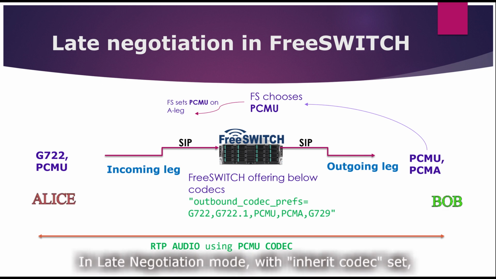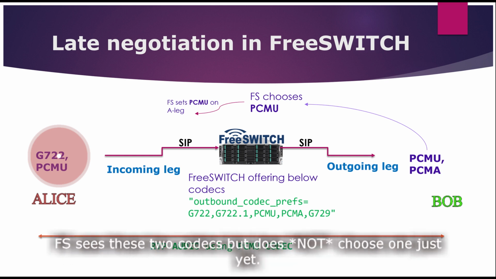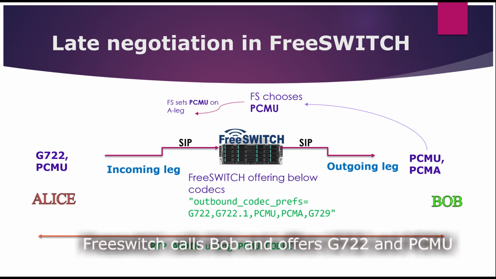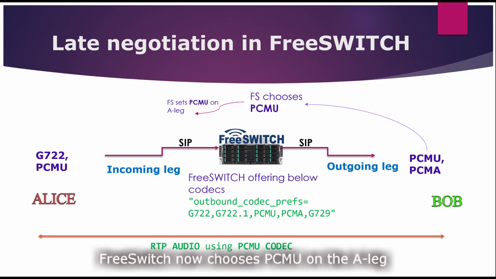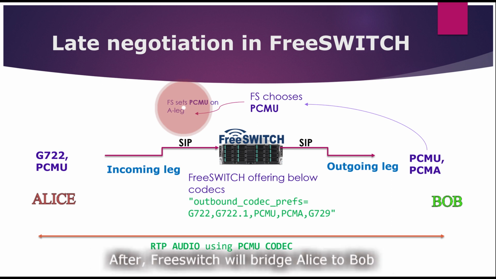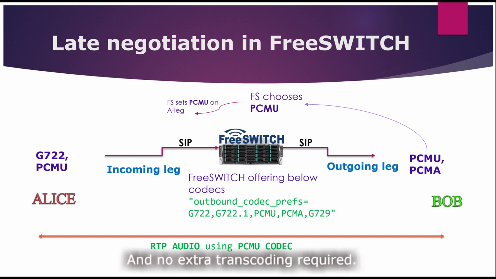In late negotiation mode with inherit codec set, as I'll show you shortly, when Alice calls Bob and offers its two codecs G722 and PCMU, FreeSWITCH sees the list but does not choose any codec just yet. FreeSWITCH calls Bob and offers this list to Bob. Bob sees the two codecs and chooses PCMU from that list. FreeSWITCH now chooses PCMU on the A leg. After this, FreeSWITCH will bridge Alice to Bob. Alice and Bob are now connected with PCMU to PCMU with no extra transcoding required.